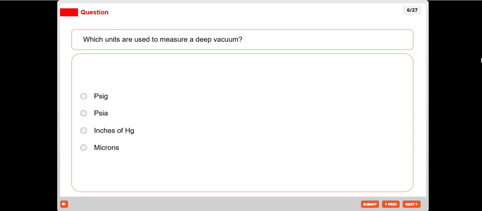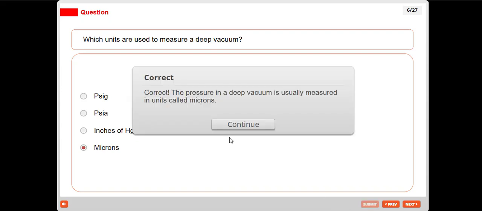Which units are used to measure deep vacuum? PSID, PSIA, inches of HG, microns. For deep vacuums, I think microns.